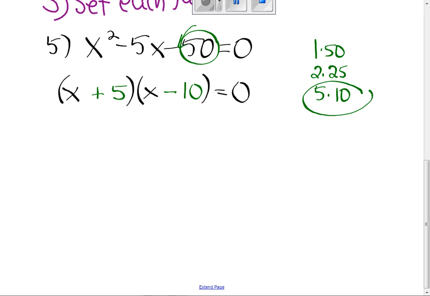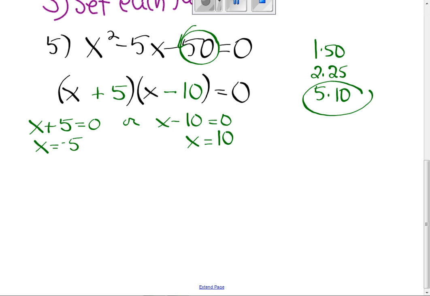That's it. By the way, I'm not done though. Because this one equals 0. What will make that 0? Minus 5. That's right. Or x minus 10 equals 0. So x equals 10, not minus 10, plus 10. Okay, you guys said number 9.